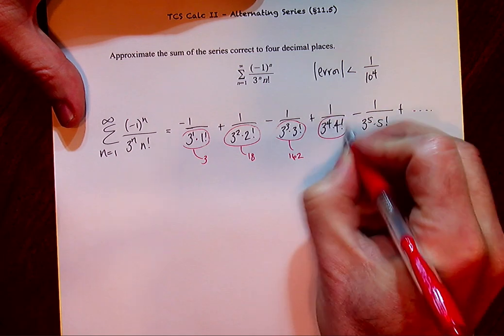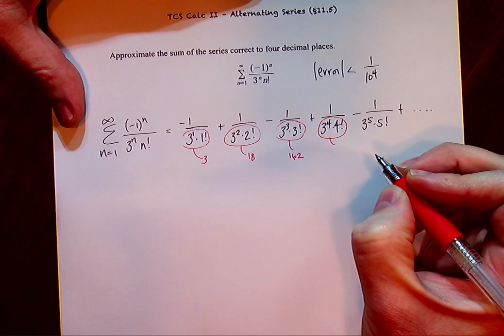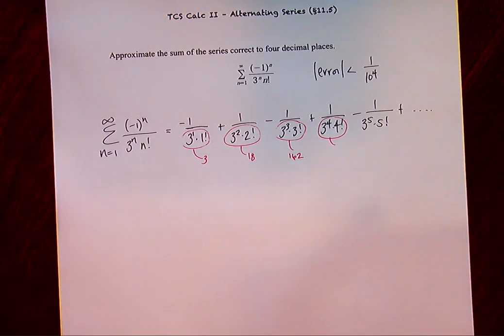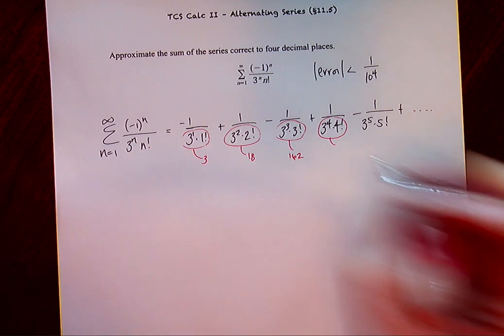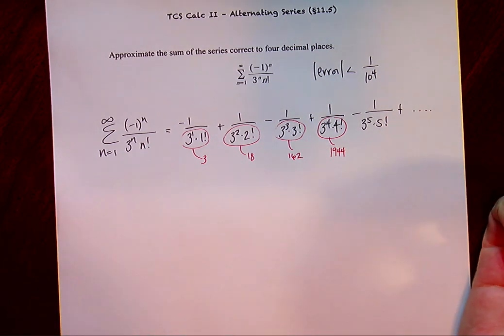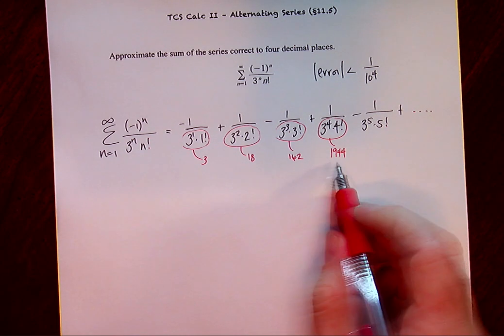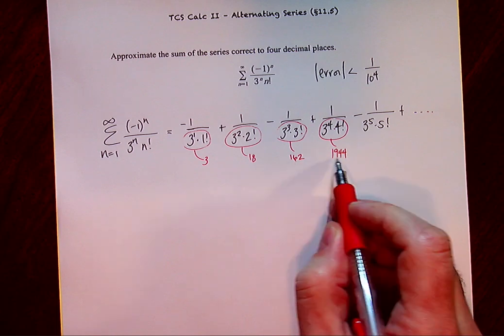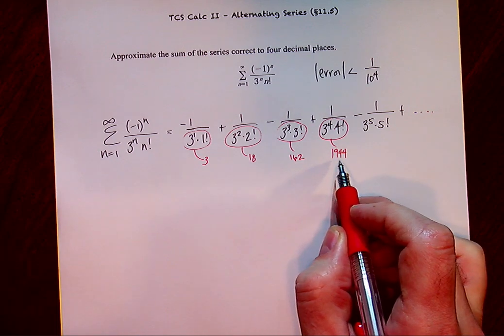And 3 to the 4th and 4 factorial, that's where your mental arithmetic gets a little bit taxed. But 3 to the 4th is, of course, 81. And 4 factorial is going to be 24. So that's 81 and 24. You could do that in your head, but I'll spoil the surprise for you. It's 1944. Now that is almost 2,000. And look, by order of magnitude, that's gotten much larger over just 4 terms.